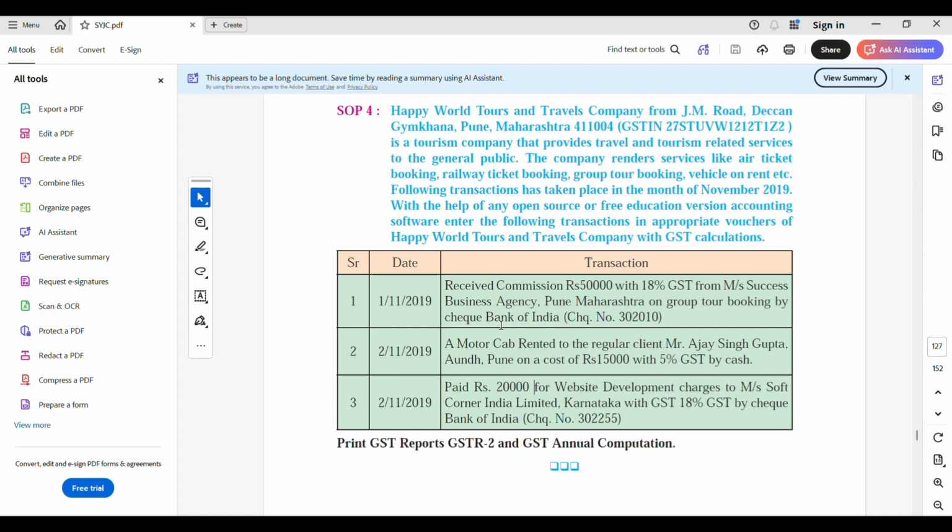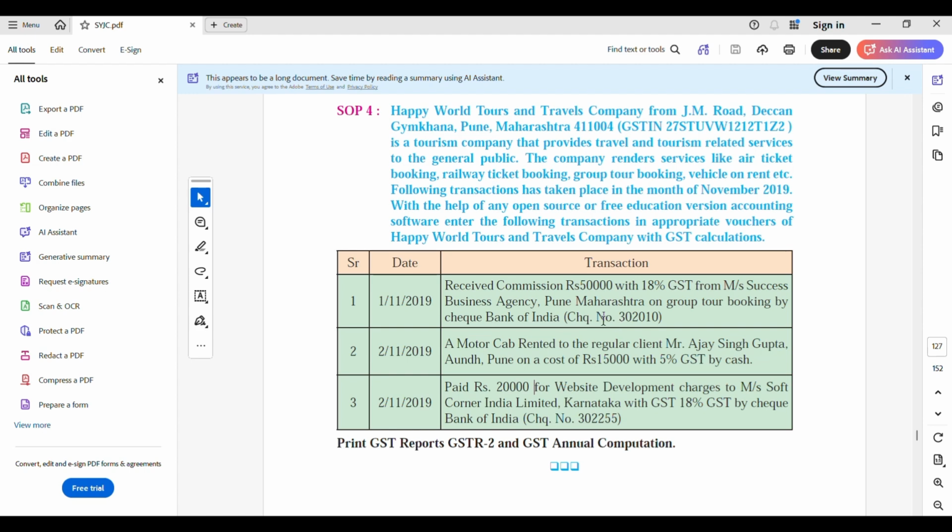Second, we have to create a ledger for M/S Success Business Agency. Along with that, we will also create a group tour booking ledger. That is our service which we are providing. So we are selling the services and we are receiving the income, that is the commission.